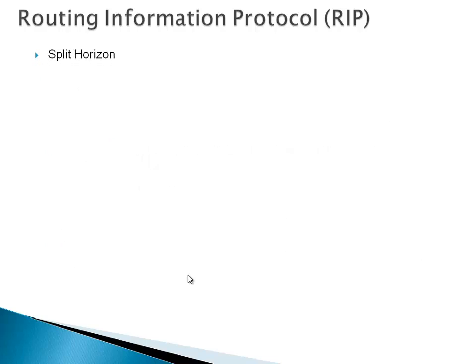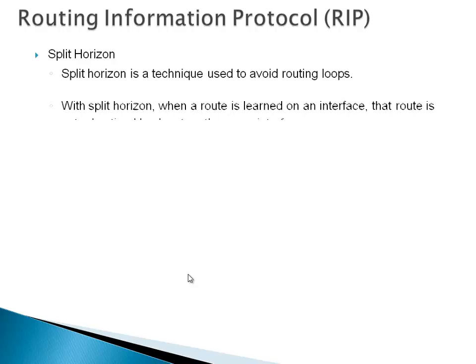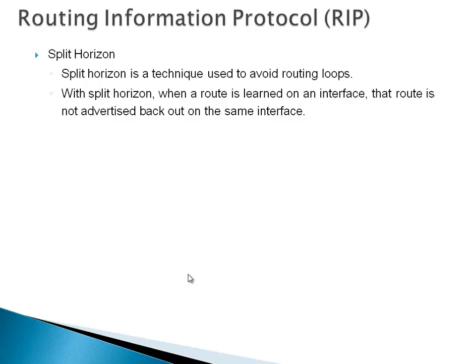RIP has split horizon. Split horizon is a technique used to avoid routing loops. With split horizon, when a route is learned on an interface, that route is not advertised back on the same interface. So if you get an update from this interface going this way, you're not going to send it back to the same interface.